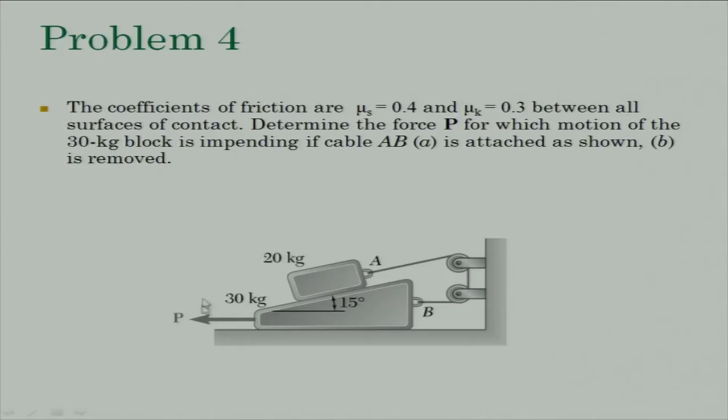Now note that in this case, how many unknowns are present? 1, 2, string. There are 2 unknown reactions here, 3, 4. 2 unknown reactions here, so 4, 5, 6. So there are 6 unknowns.